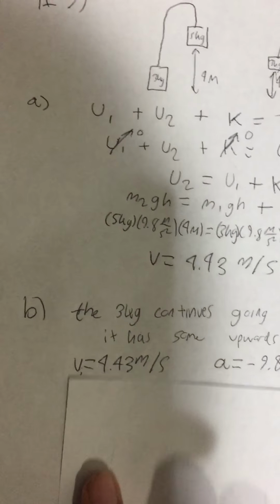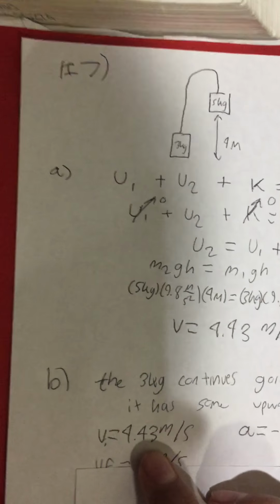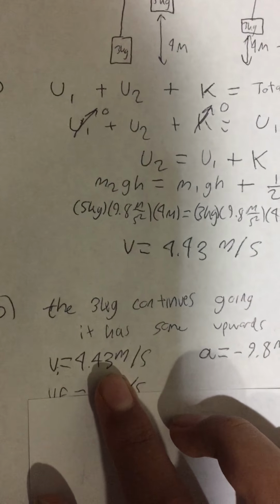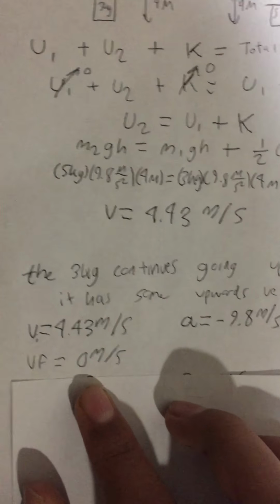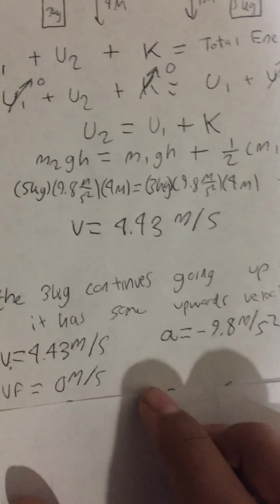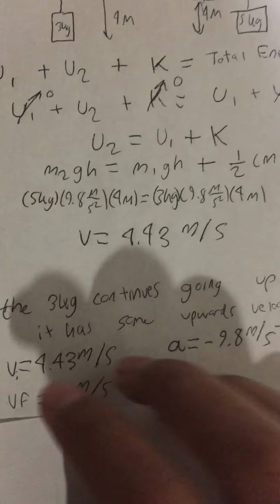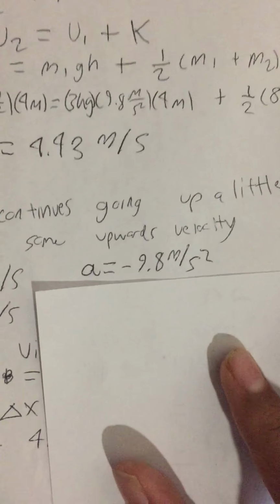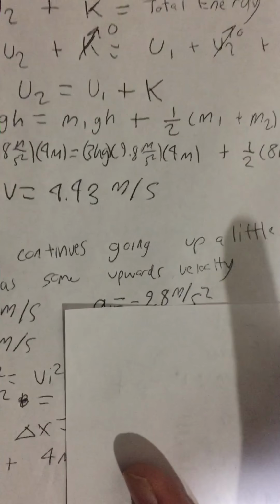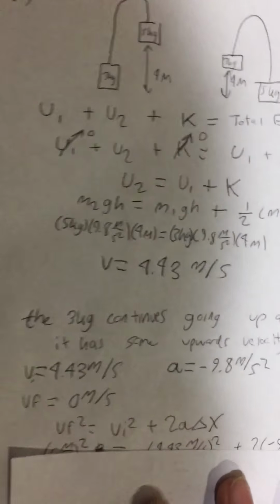So we know it leaves with the initial velocity from that 4 meter mark at 4.43 meters per second. We want the final velocity to be 0 meters per second, because that's at the peak. It's going up, it's going to slow down to 0, then it's going to start falling. And then we want the acceleration, negative 9.8 meters per second squared, so that's just gravity.